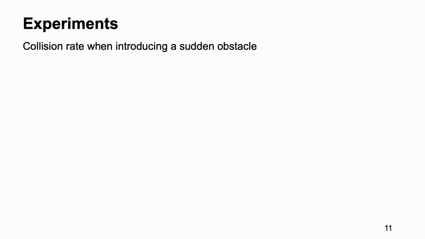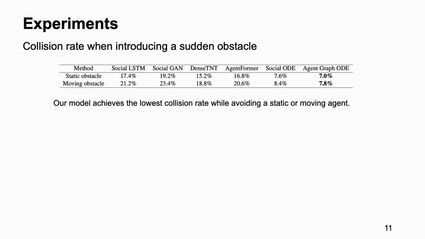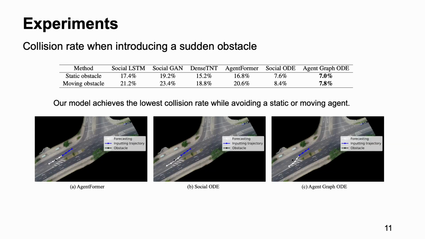We also conduct experiments to show how the agent's trajectory is modified when a sudden obstacle appears. To model the sudden obstacle, we place a static agent in the trajectory. The table shows that our method achieves the lowest collision rate while avoiding the static agent. These three figures visualize how our method makes the agent avoid the obstacle. The blue trajectory is the input and the white one is the predicted result. The black point is the sudden obstacle. The results show that the agent of our method can avoid the obstacle and others fail.